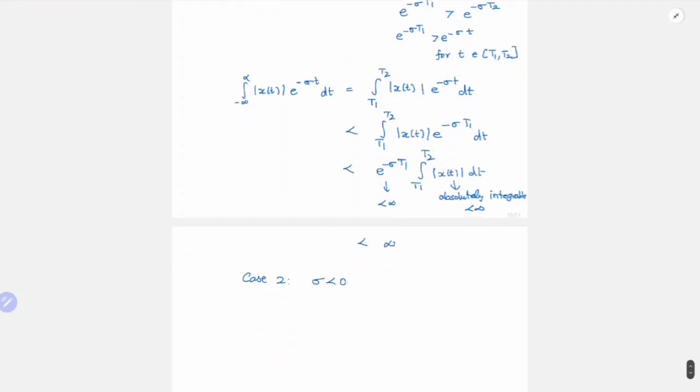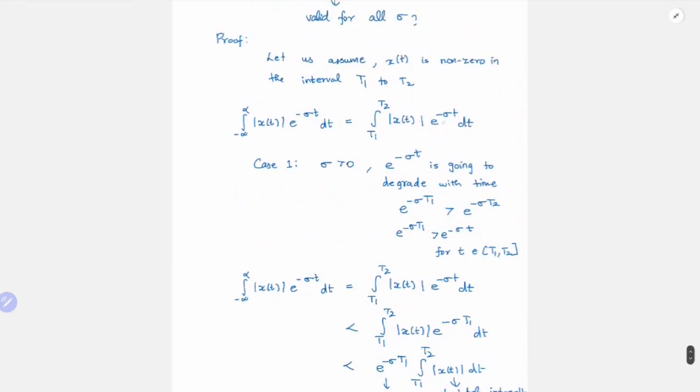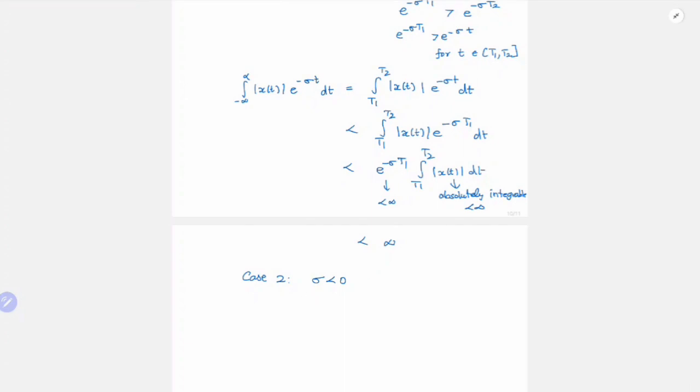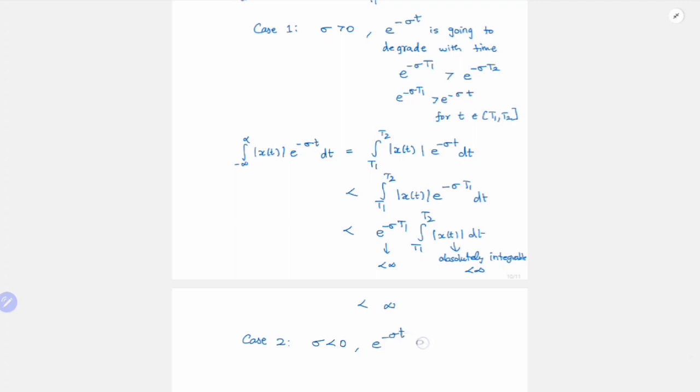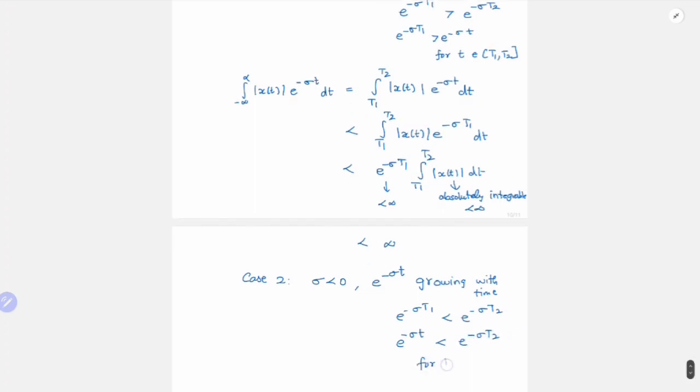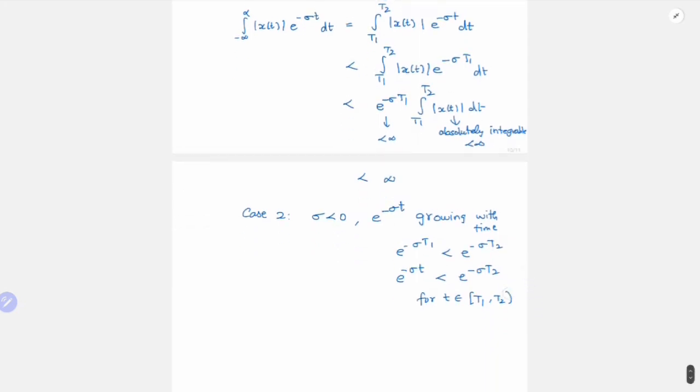So now let us see for sigma less than 0. Sigma equal to 0, we already know it is absolutely integrable, so we know that this converges. So then what do we have for this? We have e power minus sigma t growing with time. So my e power minus sigma t1 is going to be less than e power minus sigma t2. And in general, e power minus sigma t is less than e power minus sigma t2 for t belongs to t1 comma t2. Even for t less than t1 it is going to be lesser, but we are only interested in this interval. So it is good enough for us if we consider this interval.